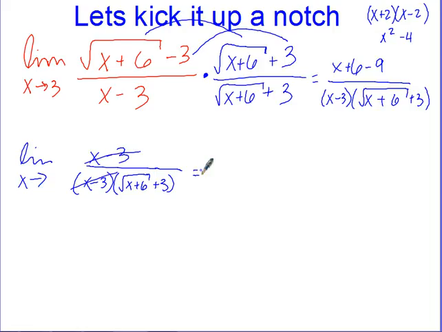What is left on top? Always a 1. There has to be something. So it's 1 over square root of x plus 6 plus 3. And remember, this is the limit as x approaches 3. Is there an issue now? No, because x plus 6 is 3 plus 6, which is the square root of 9, which is 3, plus 3. So then this comes out to become what? 1 over 6.